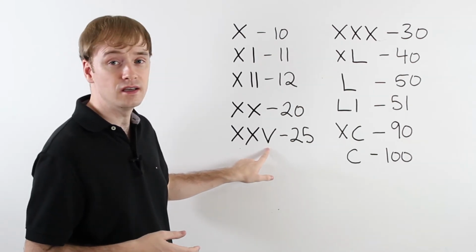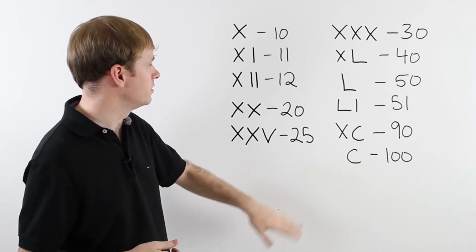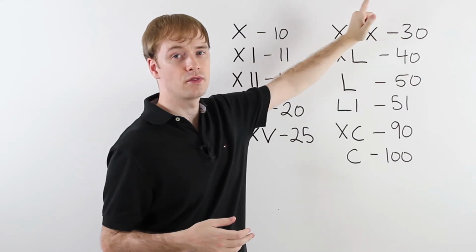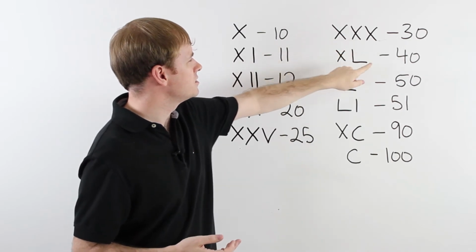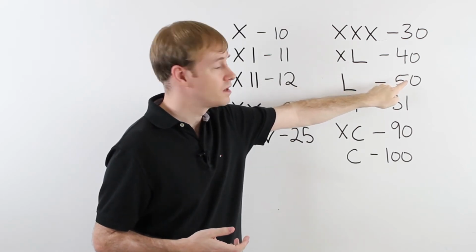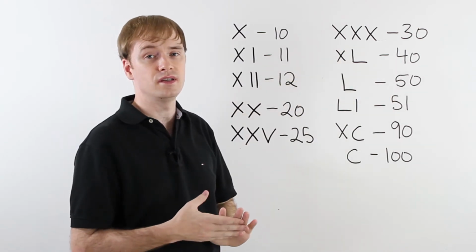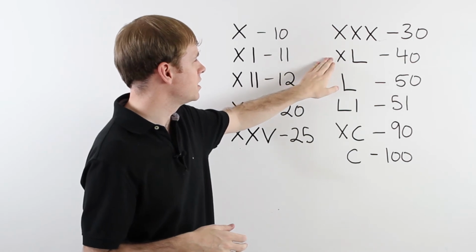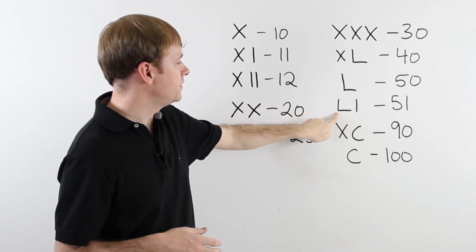XXV. We know V is 5. XXV, 25. Okay, let's jump more. XX is 20. XXX, 30. And then the next one, XL. XL is 40. Well, what is L? L is 50. So X is 10. Again, 10 before 50. So 10 before 50 is 40. So this means 40. 10 before 50. L is 50. LI, 51.